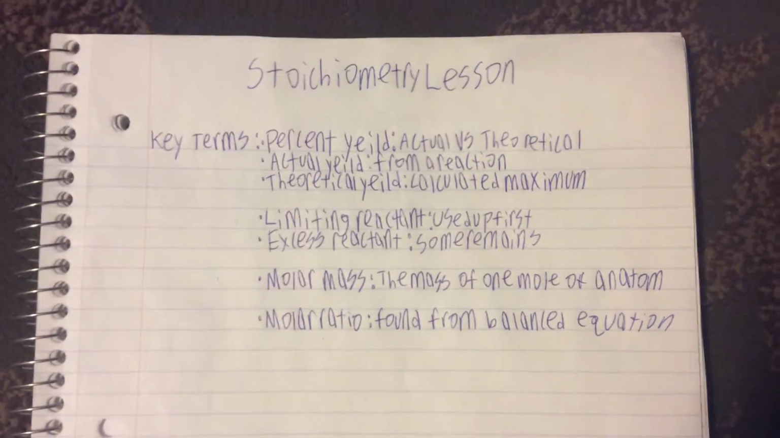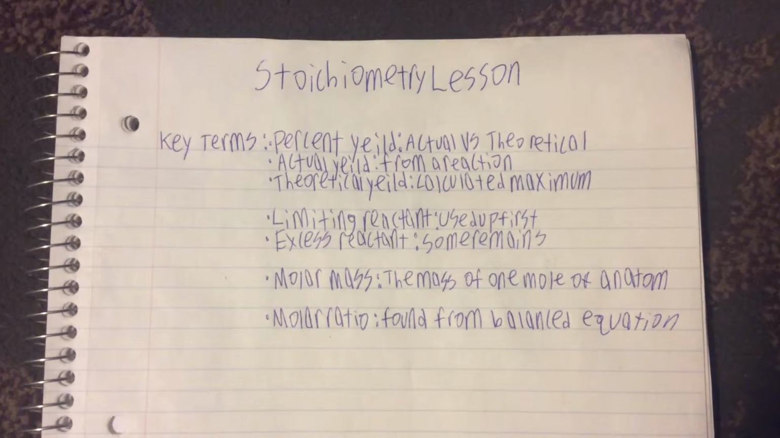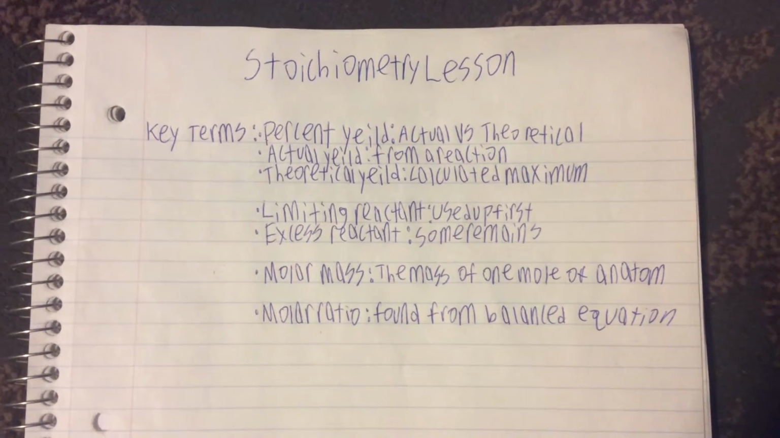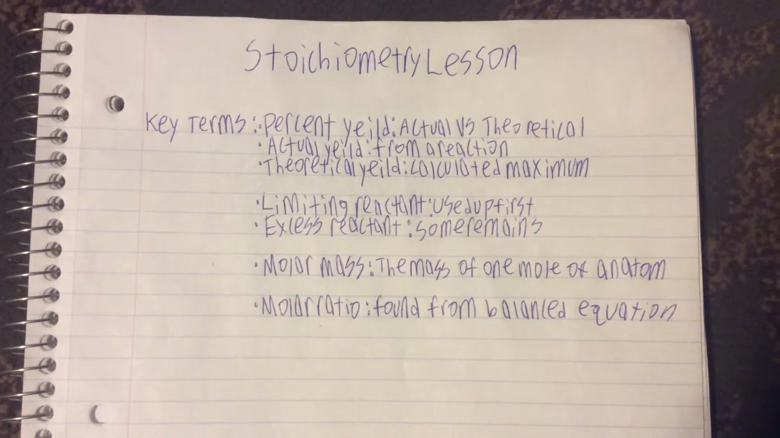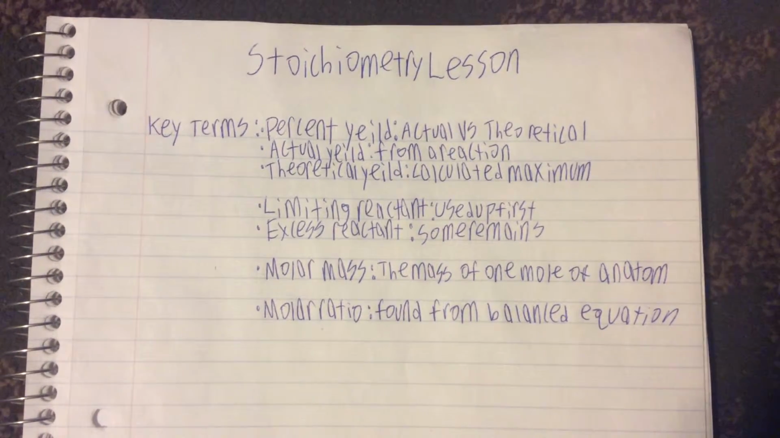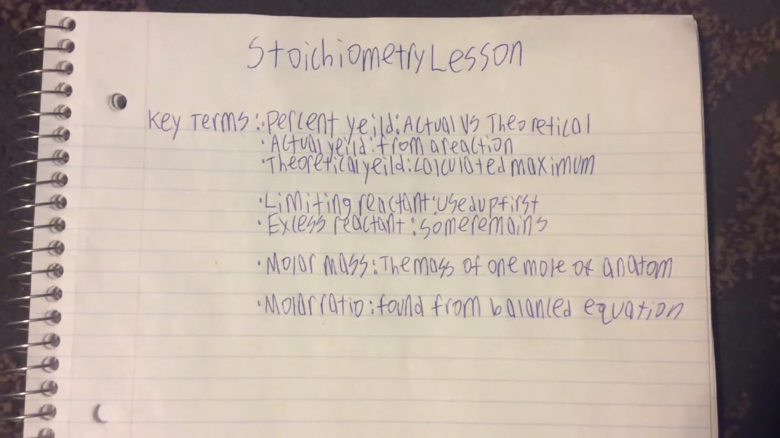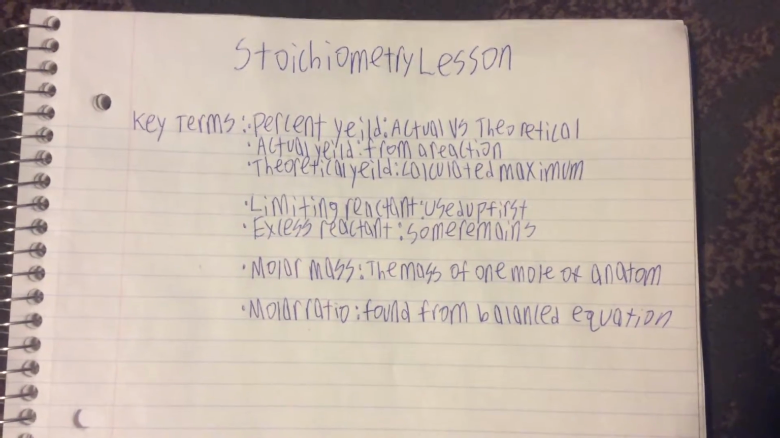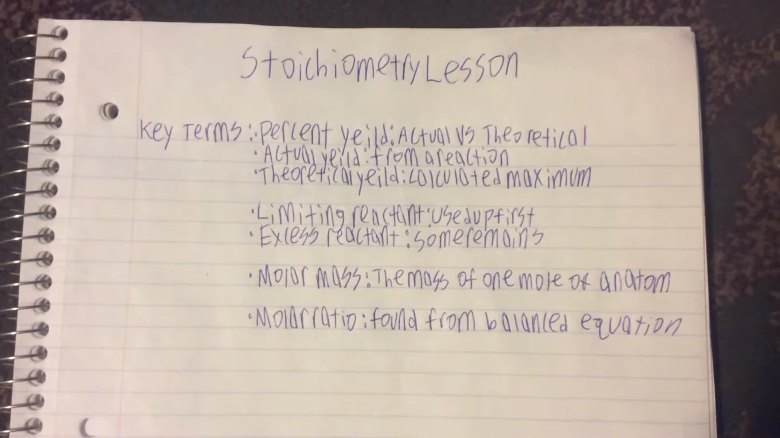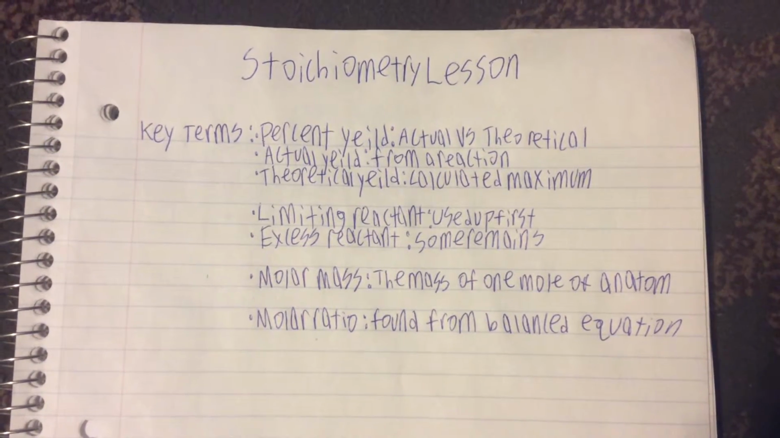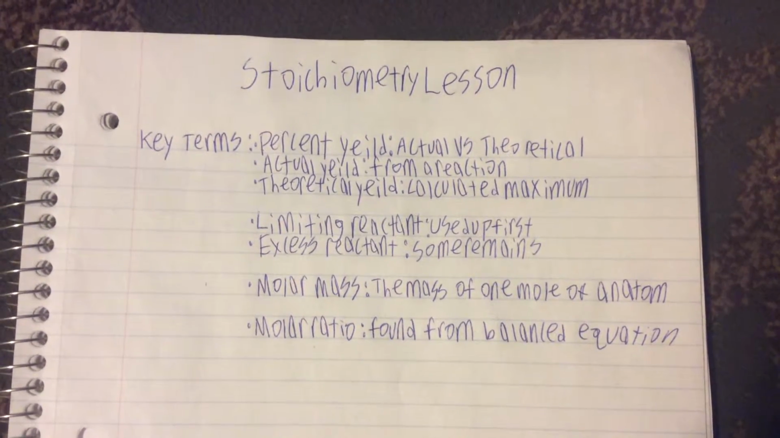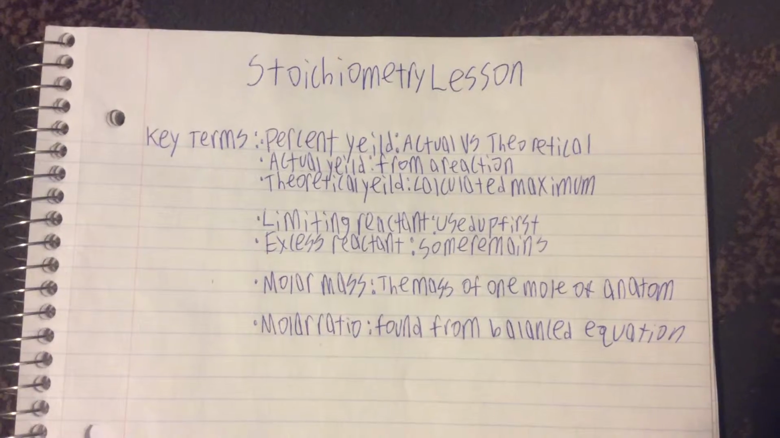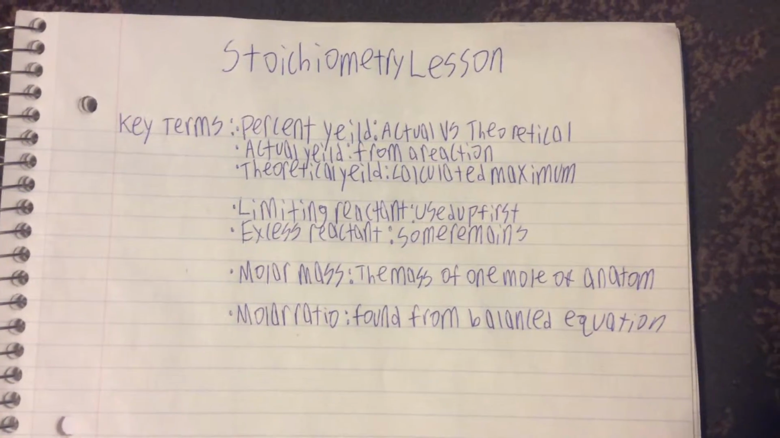The limiting reactant and excess reactant. The limiting reactant is the one that is used up first, and the excess reactant is the reactant that there is some left over of. This is true because there can never be a perfect reaction in the lab, and therefore one reactant will be used up and the other one will have some of it left over.